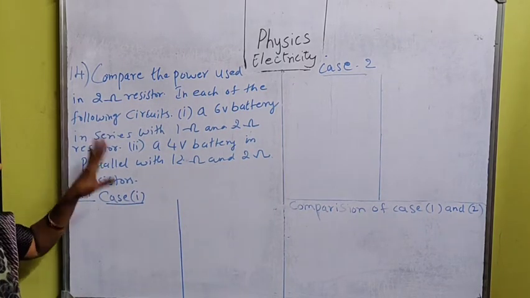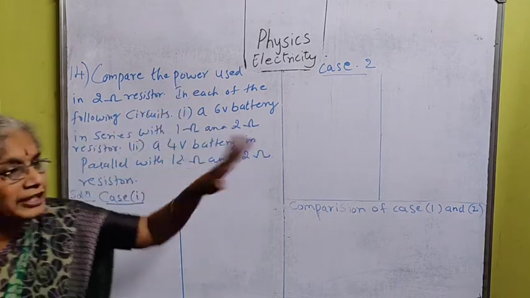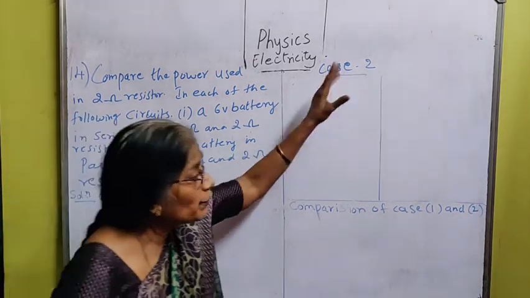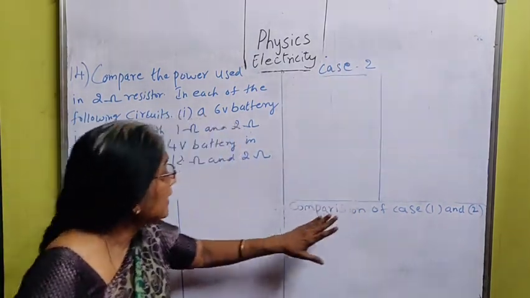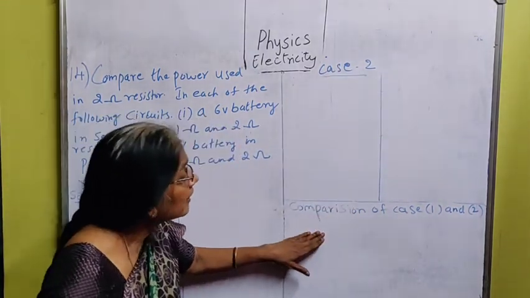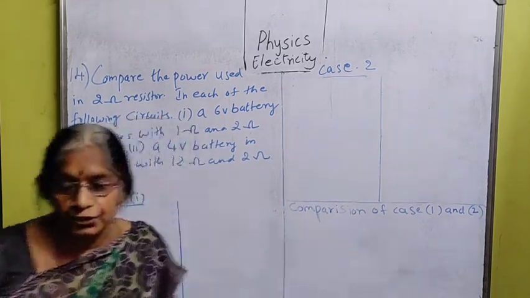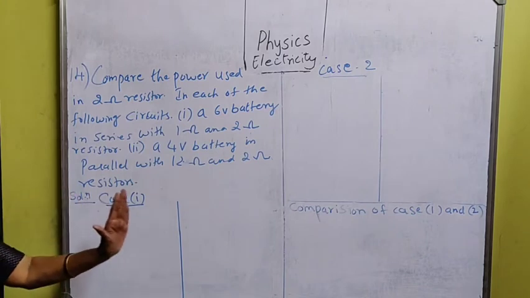So here you have to compare the power. I have divided it into 3 parts. In case 1 we have to find out P1. In case 2 we have to find out P2. And in the third we are going to compare power 1 and power 2 and find out the ratio. So I have divided it into 3 parts.